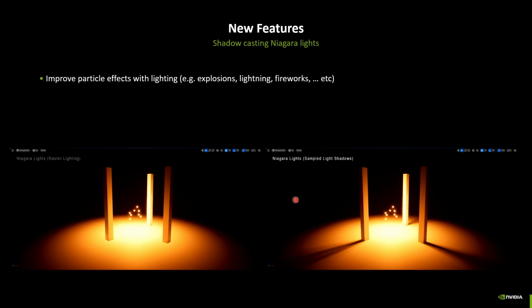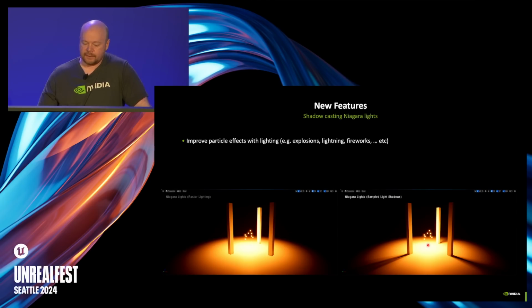Here's the other one I mentioned, shadow casting Niagara lights. With Niagara particle systems, you can go really crazy with light sources. Every single emitter point can have a light associated to it, and those can all be shadow casting. They generate path traced quality shadows. They can generate GI. They can generate volumetric fog shadows. So you gain all those abilities with this code.